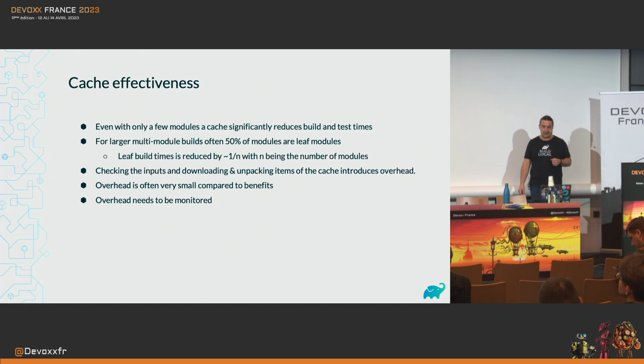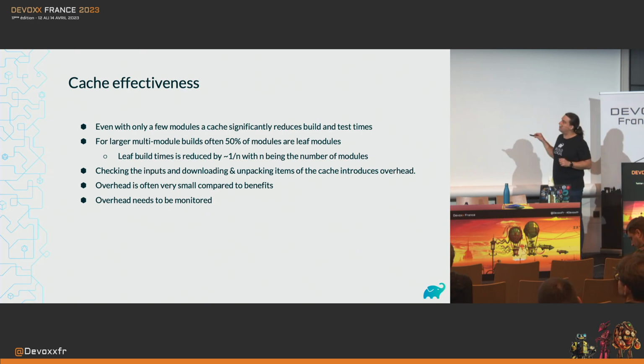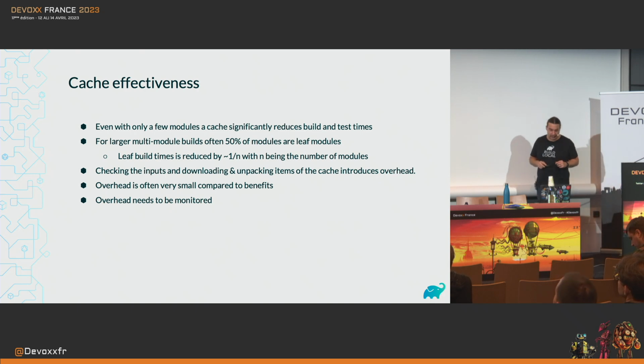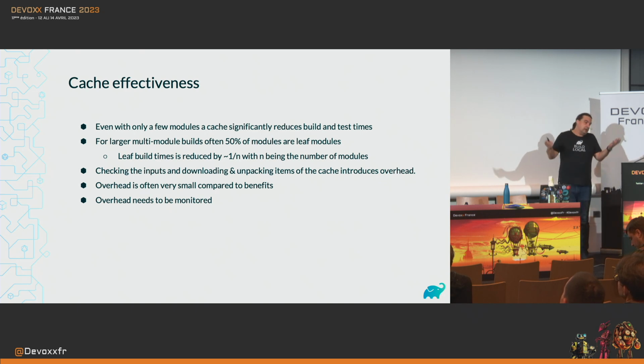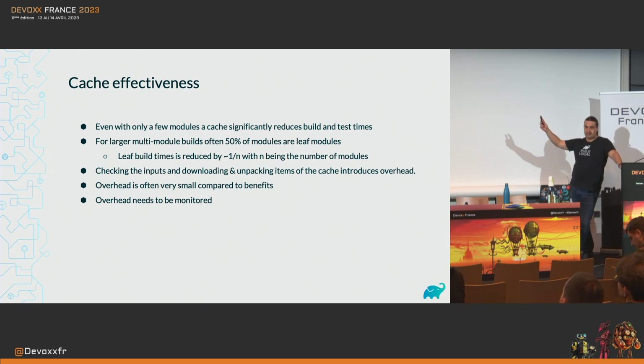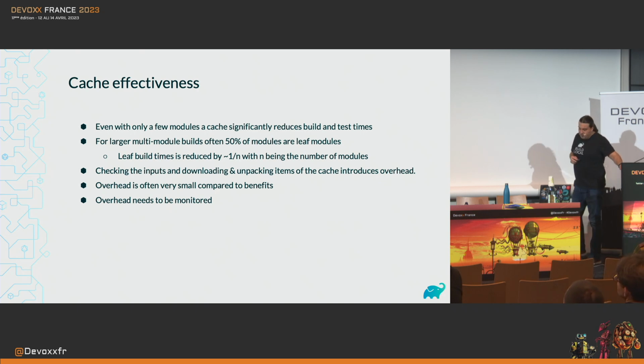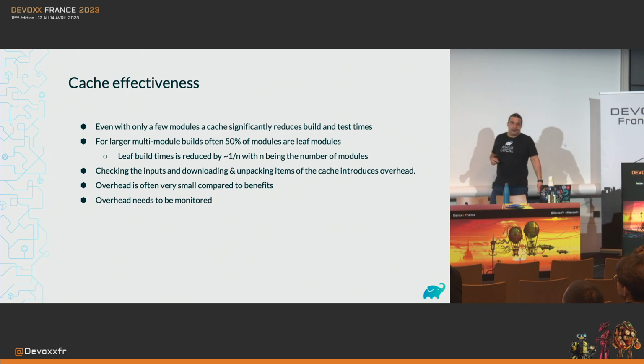So checking the inputs and downloading and unpacking items from cache does introduce some overhead, but usually that overhead is nothing compared to the actual benefits that you get. But you should be monitoring that, right? We have had circumstances where people are pulling from remote caches and the network fabric is bad, or it's in an availability zone that has too much of a network distance, and so it's actually deleterious to the build time to be pulling from cache because the overhead of the network bandwidth takes more than running that actual task would have taken, right? So you want to keep an eye on this to make sure that it's staying effective, but in general, that overhead's going to be negligible compared to the benefit that you're getting in terms of the build speed.